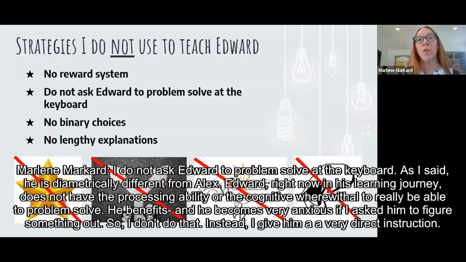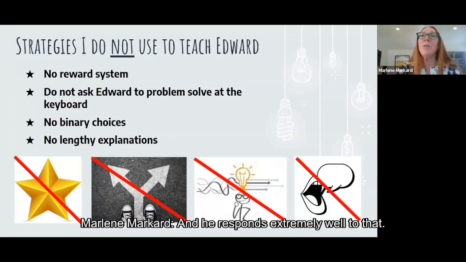I do not ask Edward to problem solve at the keyboard. As I said, he is diametrically different from Alex. Edward right now in his learning journey does not have the processing ability or the cognitive wherewithal to really be able to problem solve. He becomes very anxious if I ask him to figure something out. So I don't do that. Instead, I give him a very direct instruction, and he responds extremely well to that.